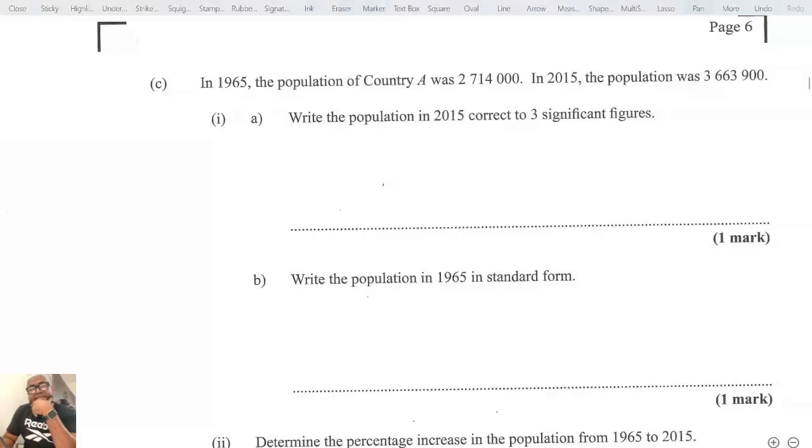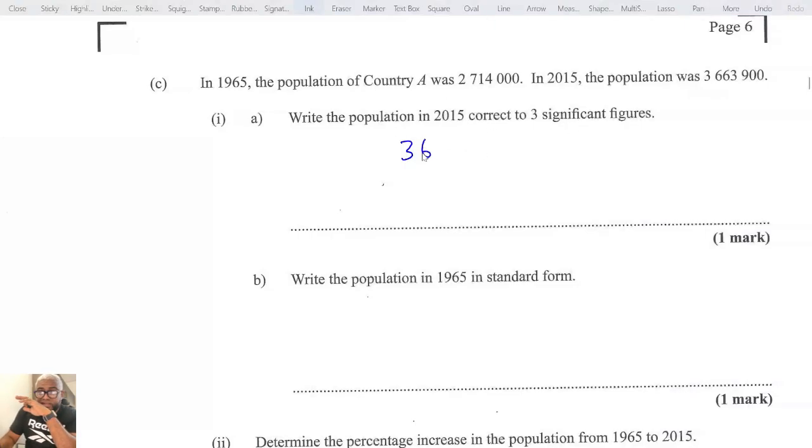In 1985, the population of a country A was 2,714,000. In 2015, the population was 3,663,900. Write the population in 2015 correct to 3 significant figures, right?